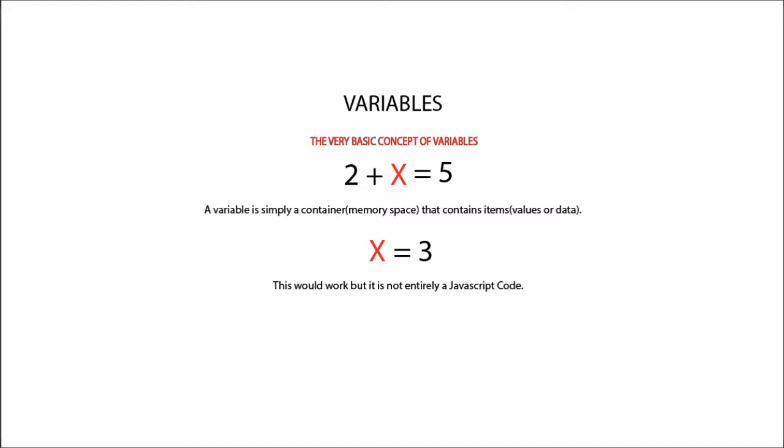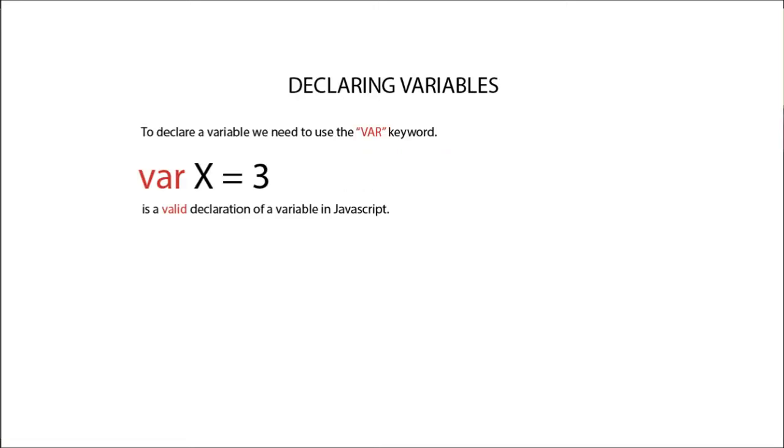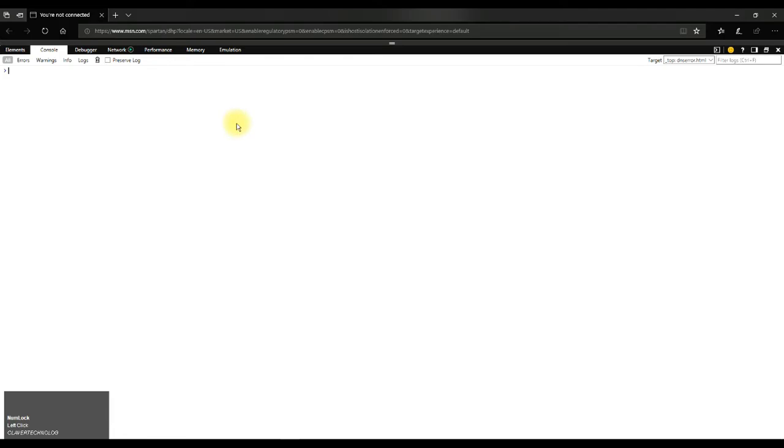But this is not actually the right way of declaring variables in JavaScript. In declaring variables with JavaScript, we need to use the var keyword. Anytime we use the var keyword, that becomes the right syntax for declaring variables with JavaScript. If we use the var keyword, it becomes valid. If we do not use the var keyword, it's invalid, and that's not how to declare variables in JavaScript. So I want us to test this out in our console. Just go back to your browser and we test this out.